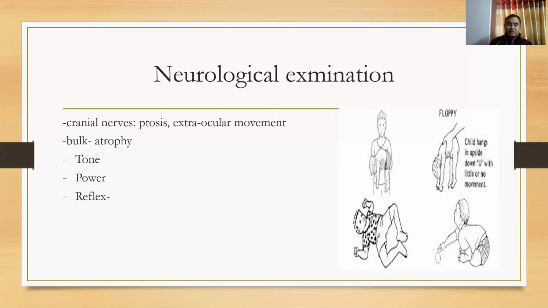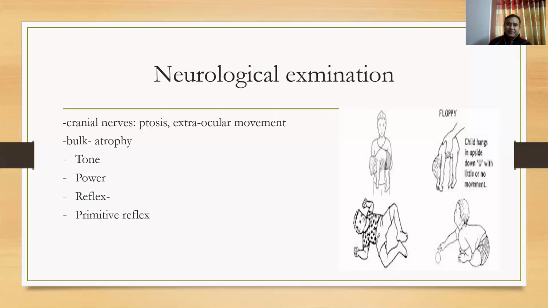Regarding the reflexes, it's one of the important neurological examinations that we are supposed to assess, because brisk or exaggerated reflexes usually suggest a central cause, whereas reduced or absent reflexes usually suggest a lower motor neuron type of lesion.